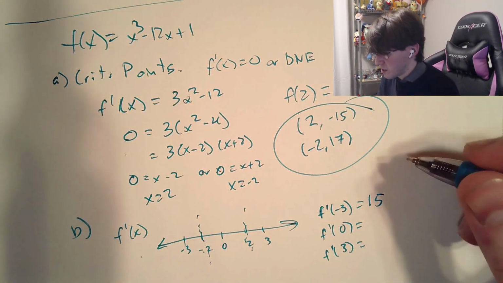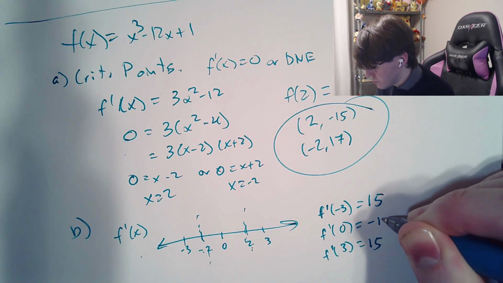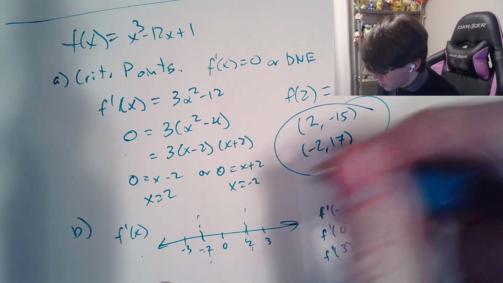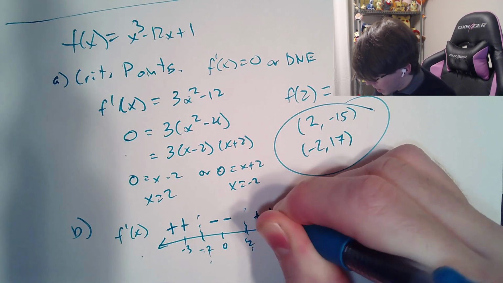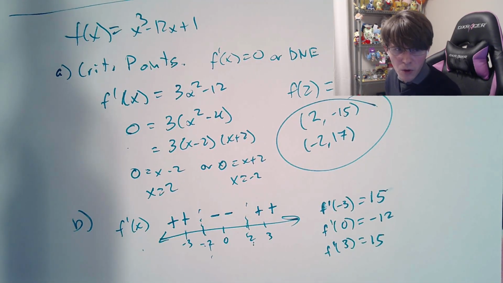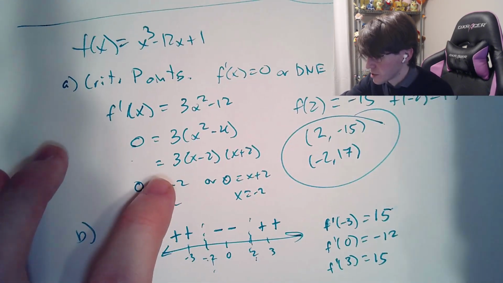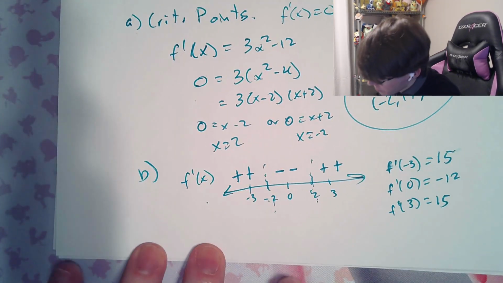Because it is a parabola, this is also going to be 15, and if I plug in 0, I get negative 12. The point is, I don't even care what these numbers are. I only care if they're positive or negative. So it's positive in this section, negative in this section, and positive in this section. Your increasing is where the derivative is positive, and your decreasing is where the derivative is negative. So we're looking for our final answer on this one.